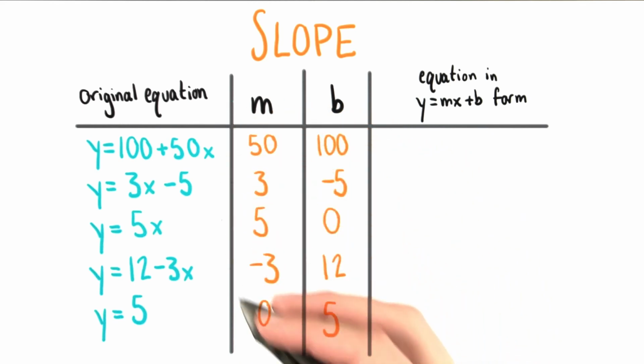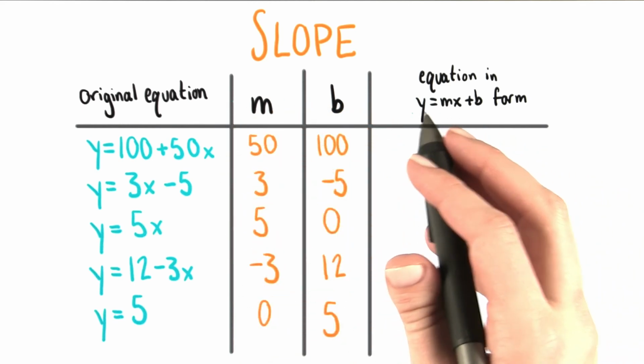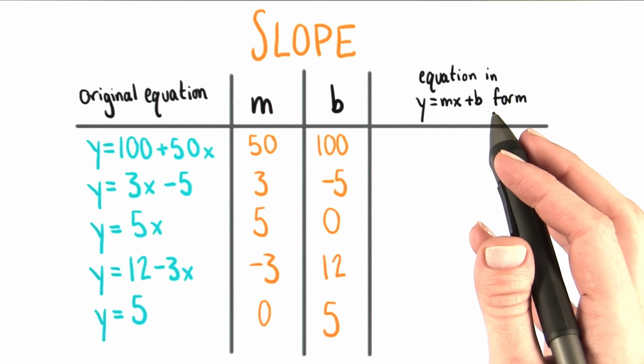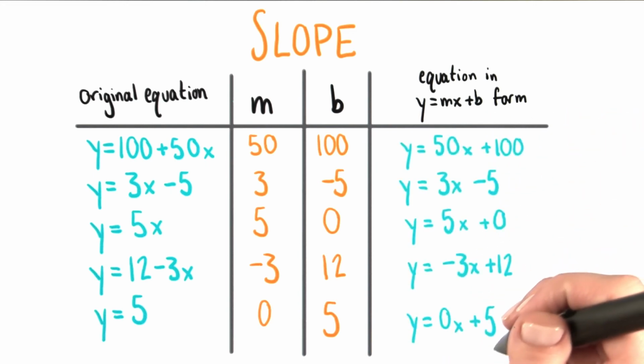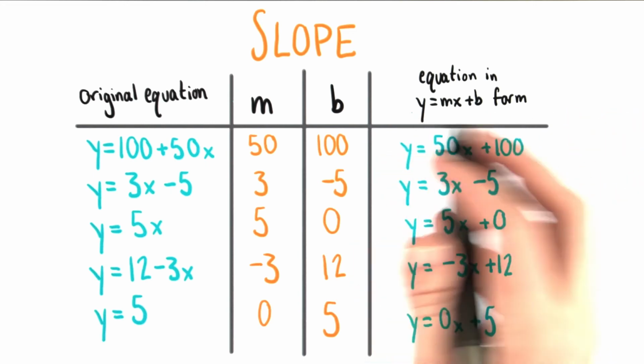Having this information written out explicitly like this makes writing the equations in y equals mx plus b form pretty simple. Hopefully now you feel very confident that all of these equations can be written in this precise form.